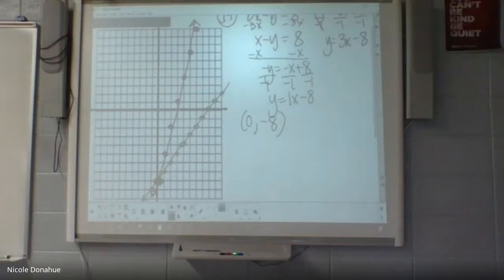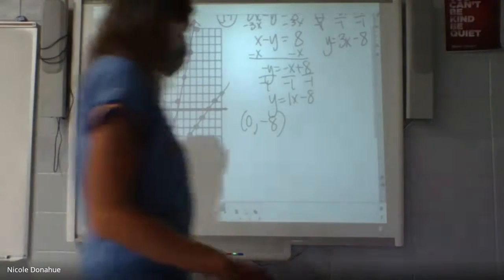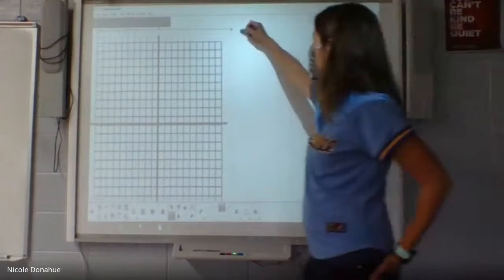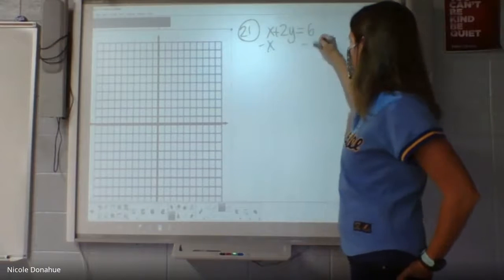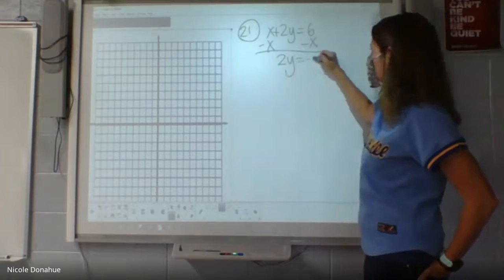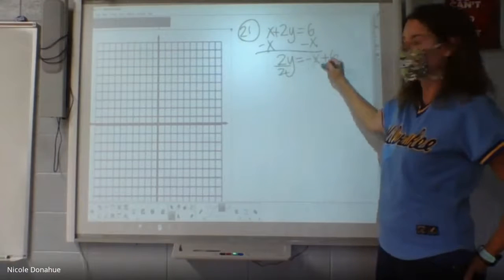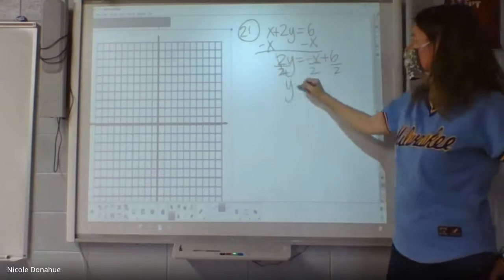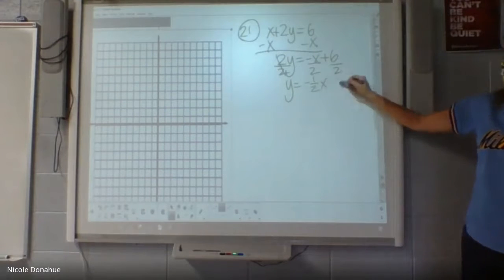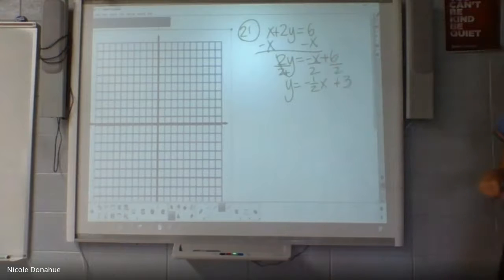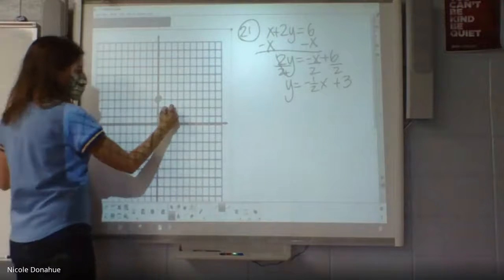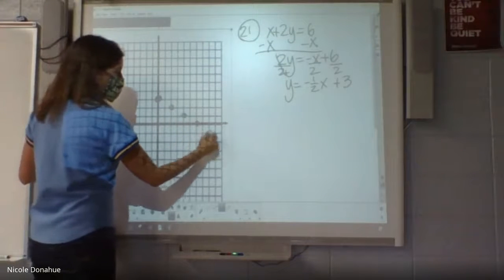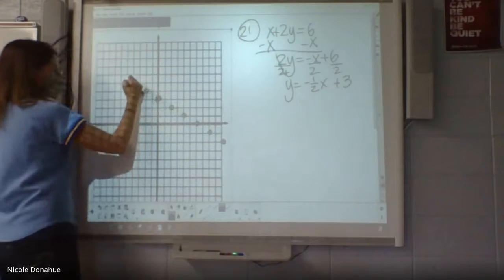Then number 21, again, I have to get it in slope-intercept form. I'm going to move this x over, so I get 2y equals -x + 6, and divide by 2. This will be -1/2x, and then +3. So that becomes a fraction there. I start at 3 and go down 1 over 2, and up 1 back 2.